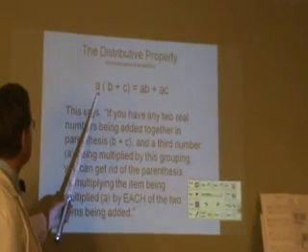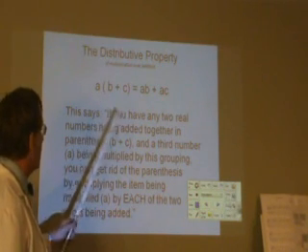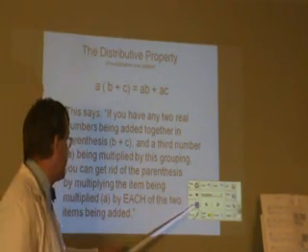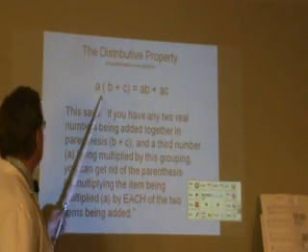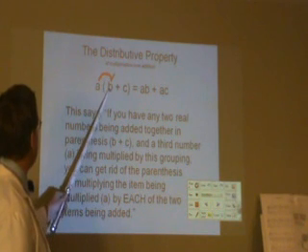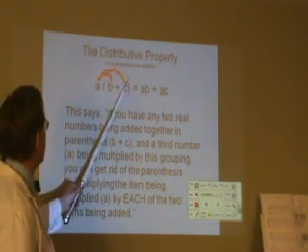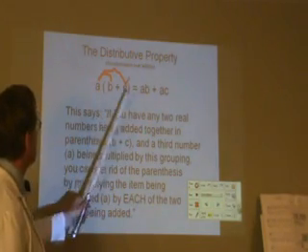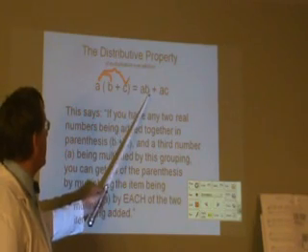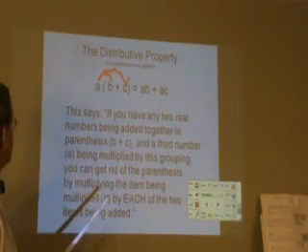In this case, we need to distribute the A. We want to distribute it. Let me get a red pen here. We take the A and we multiply it by the B. We also take the A and we gotta multiply it by the C. So when we're done with that process, we get A multiplied by B and A multiplied by C.